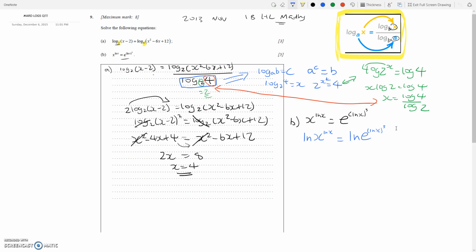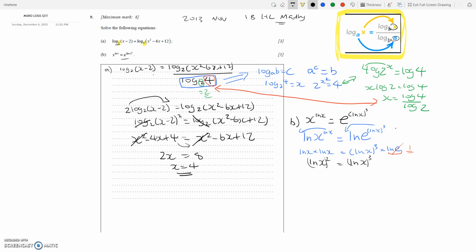From this equation, we can bring the power of both down. So it's ln x times ln x equals ln x cubed times ln e. And what we have to notice is that ln e equals 1. So yeah, we can cancel that out. So therefore, we're left with this particular equation: ln x squared equals ln x to the power of 3.